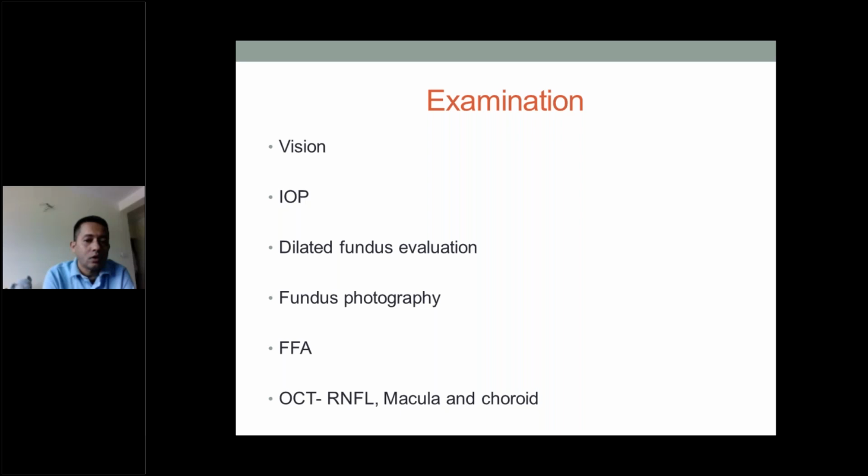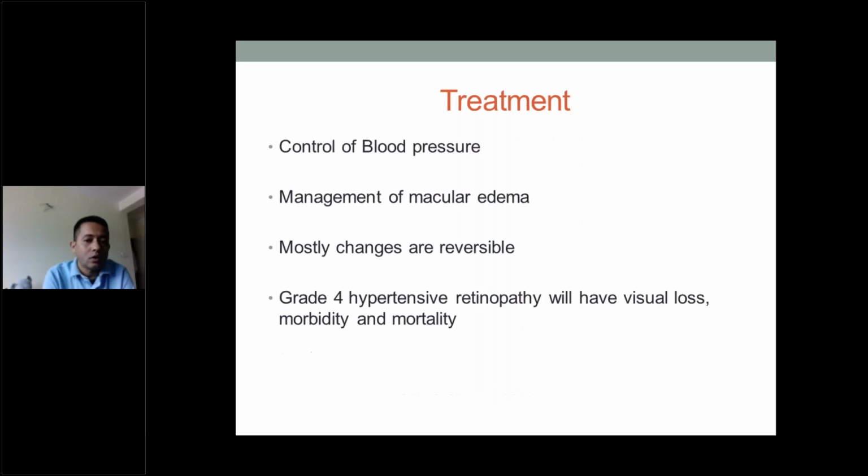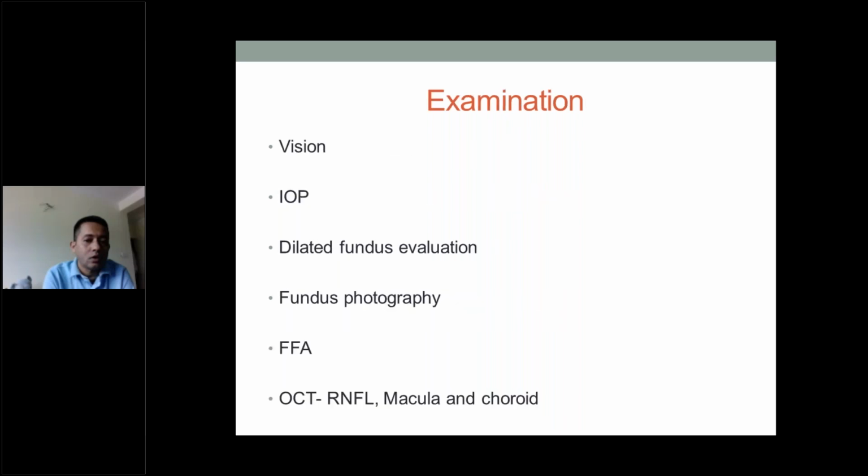OCT you can do to see RNFL or macula or choroid thickness. These are elevated in the acute phase where there is a lot of edema, but in the chronic phase, when the patient has hypertensive retinopathy for a long duration, or hypertensive choroidopathy for a long duration, there is a thinning of the retinal nerve fiber layer, thinning of the choroid that can be seen. So macula, obviously, if the macula is affected, if you see any signs in the OCT, then obviously you can say the patient also may have loss of vision as a result.